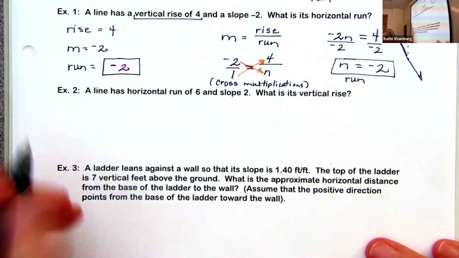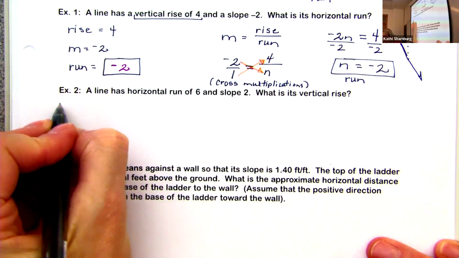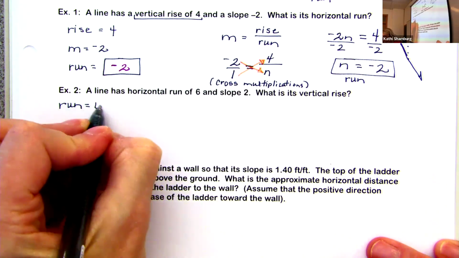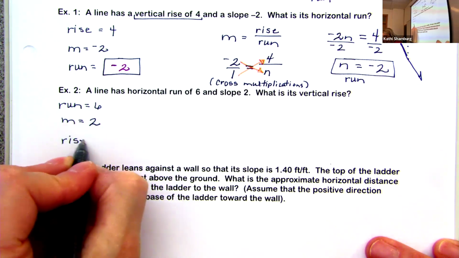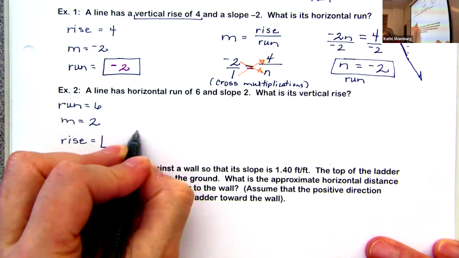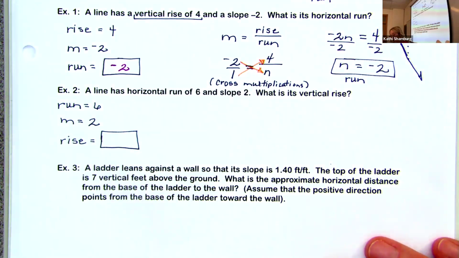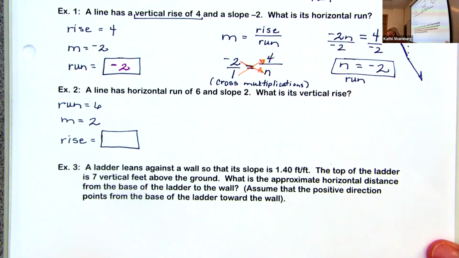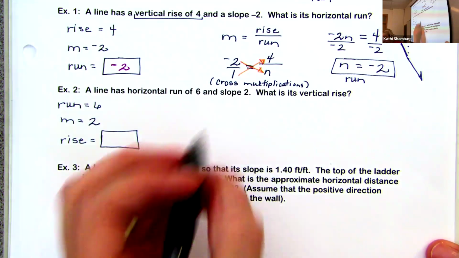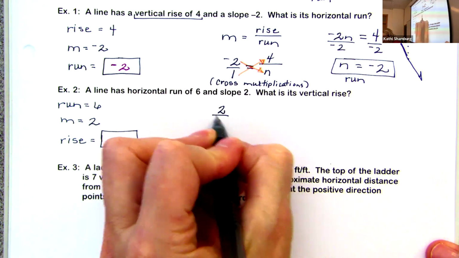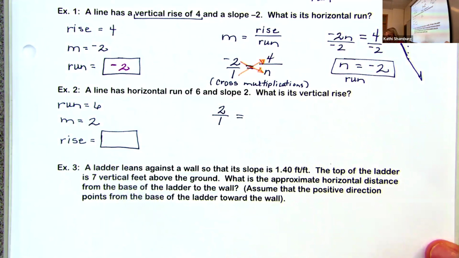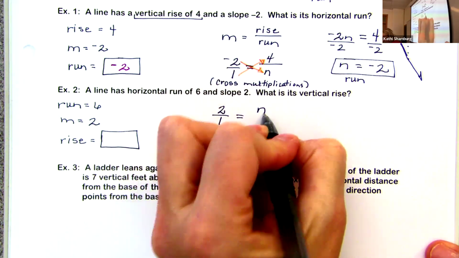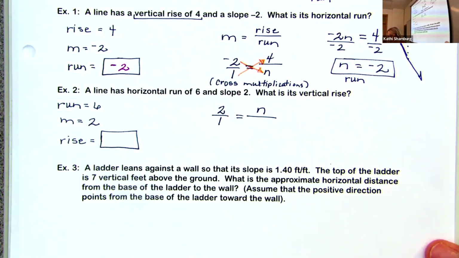Okay, next one. Now we're given a run of 6 and a slope of 2. It wants us to find the rise. All right, so we're going to do the same approach. So my slope is 2. I'm going to go ahead and write that as 2/1. That is equal to rise, that's what we're looking for. So I'm going to call that N over run, which is 6.